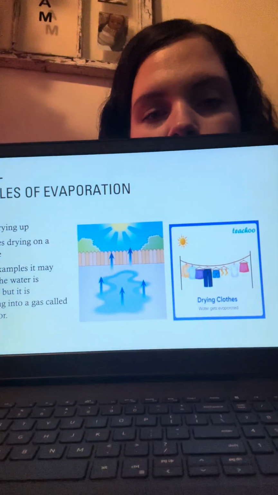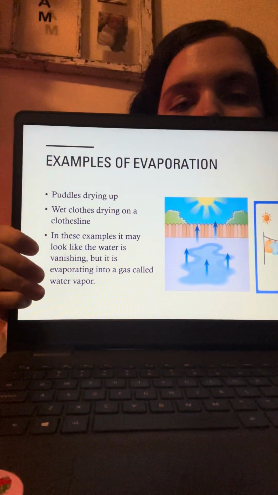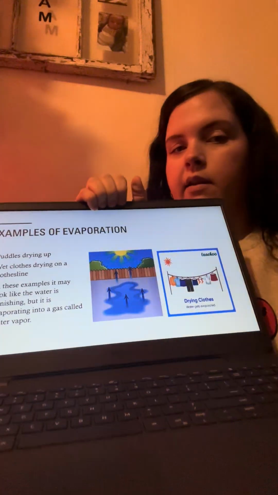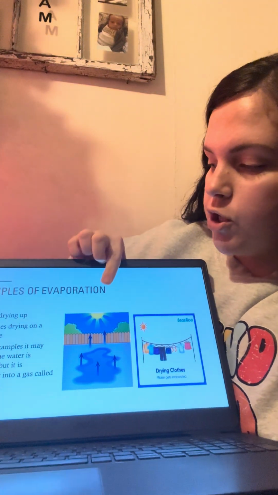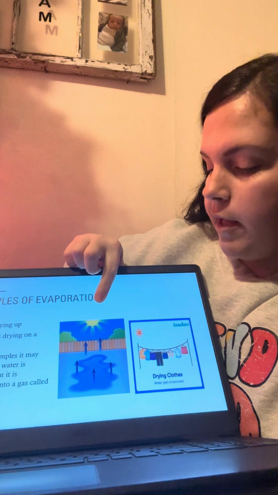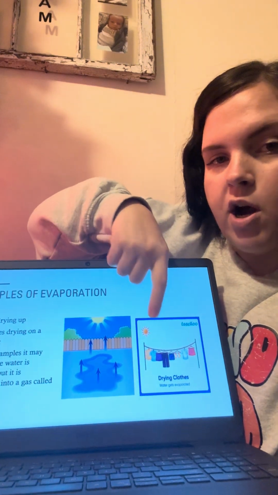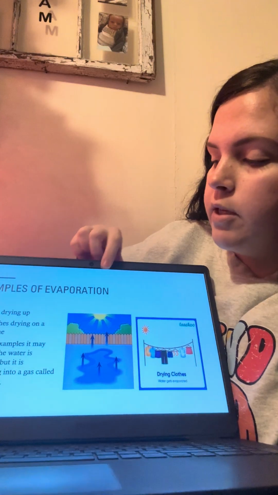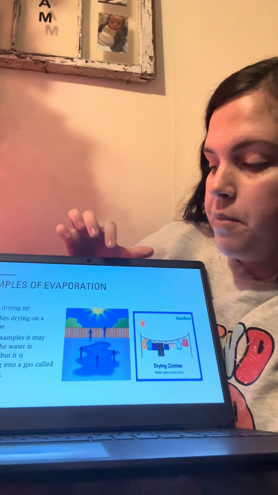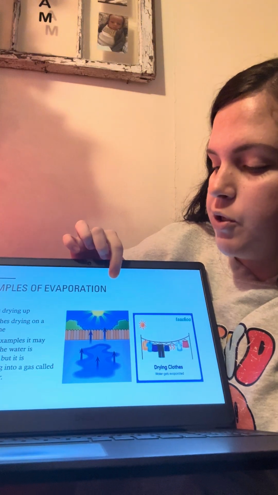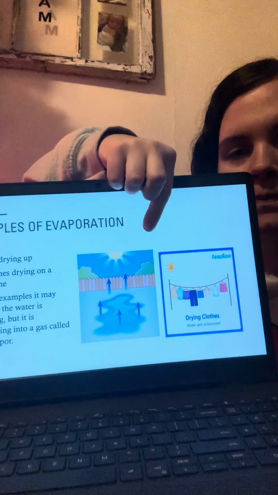This slide is showing some examples of evaporation that you have probably seen before. The first one is showing puddles drying up, and the second one is showing wet clothes drying on a clothesline. So in these examples, it may look like the water is vanishing, but it is actually evaporating into a gas called water vapor from heat from the sun.